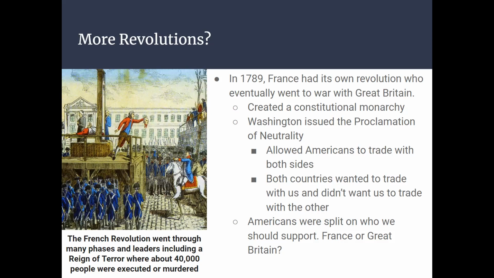Well, Washington decides to issue a proclamation of neutrality. Americans are able to trade with both sides, and we're not going to fight on either side during the war. This makes Great Britain and France both upset because they both want to trade with us, and they don't want us to trade with the other country. And Americans are split. Who should we support, France or Great Britain?